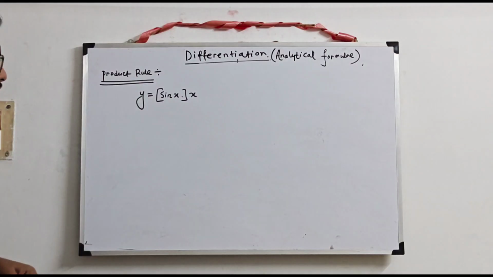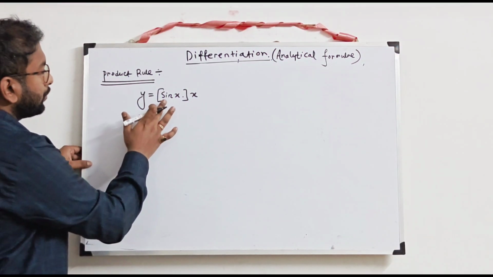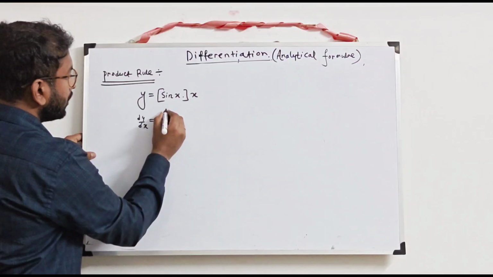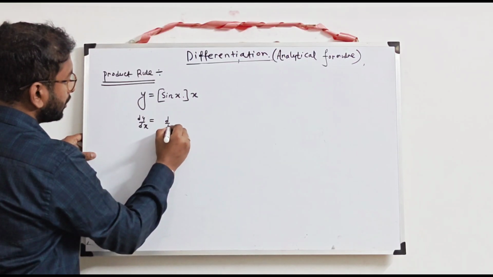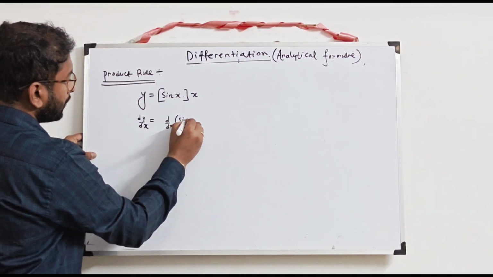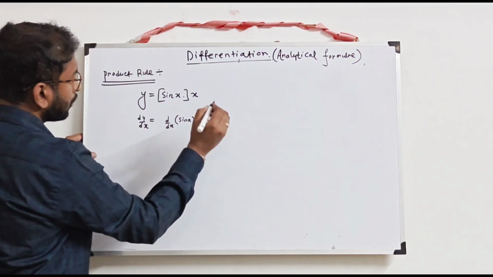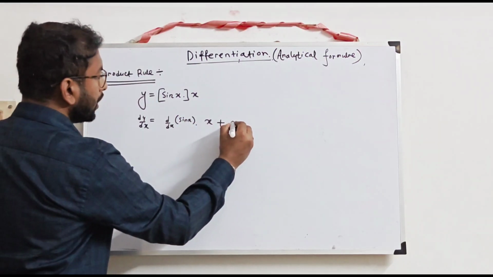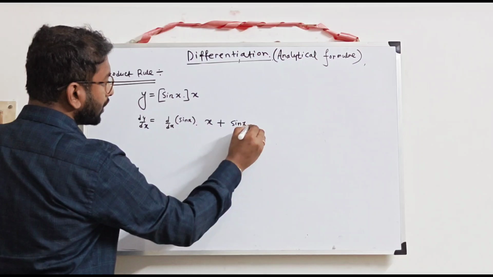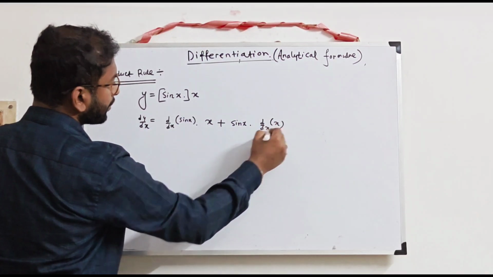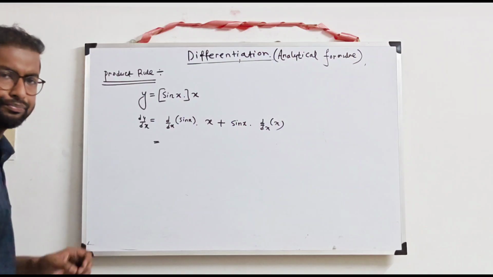How to do the differentiation? Now see, when there are two functions, one is sin x, another is another function of x. First you will differentiate one function keeping the other function intact or constant. Then you will keep one function constant and differentiate the other function, d/dx of x. That is the product rule.